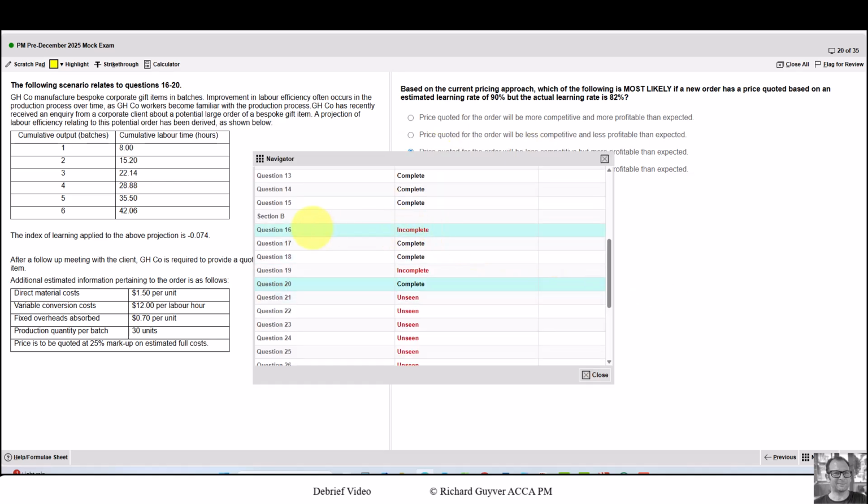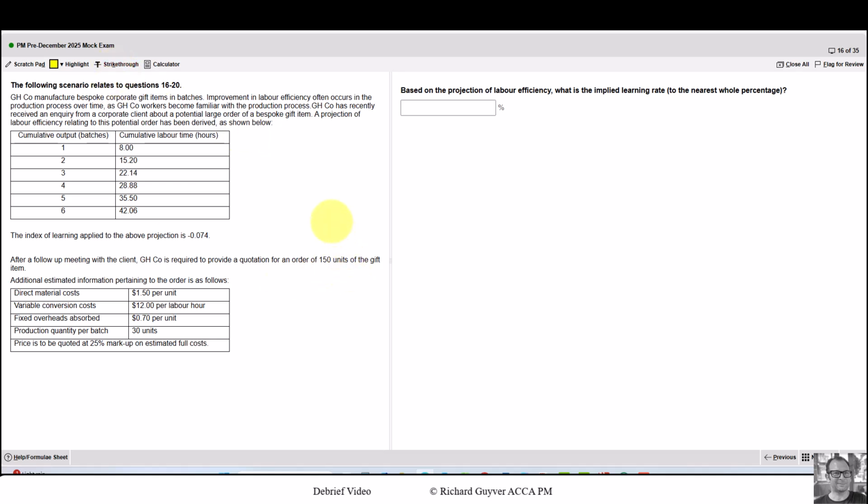So as you can see in this first Section B question, out of the 5 questions for GHCO, 3 were outliers. So I've now just got 2 which are linked to the narrative given on the left. So as with the Section A videos, if you pause now to read through this, and we'll do this implied learning rate to the nearest whole percentage calculation next.